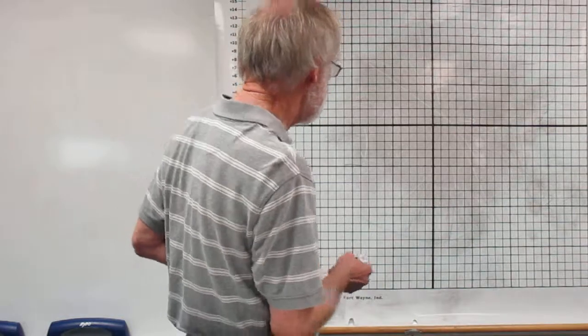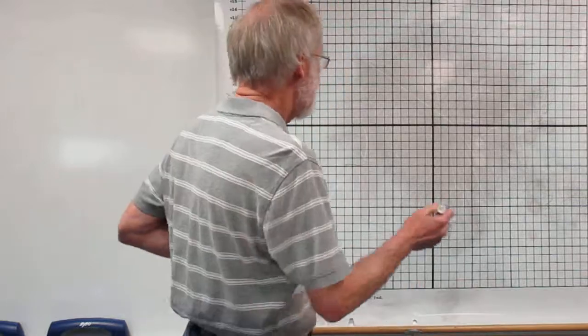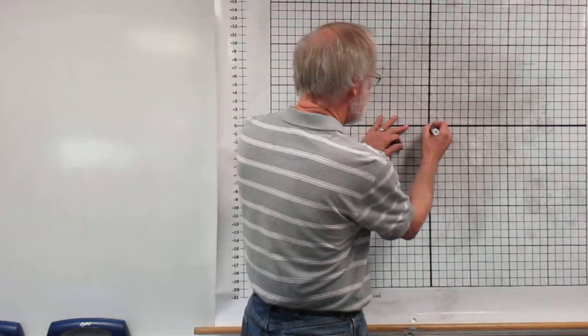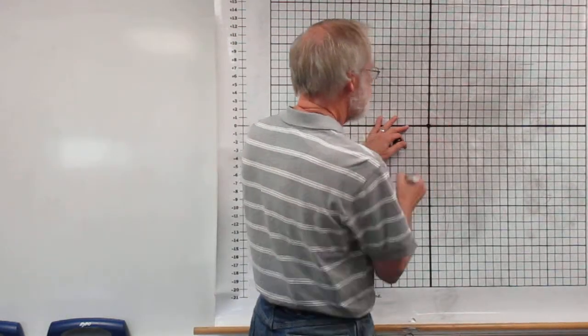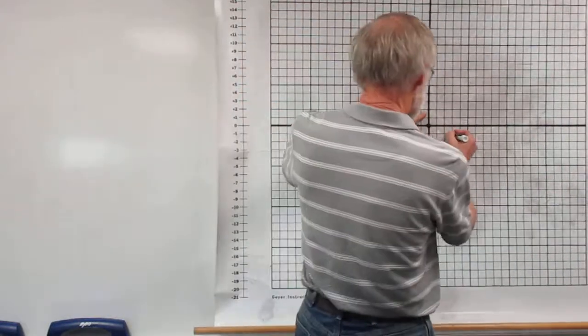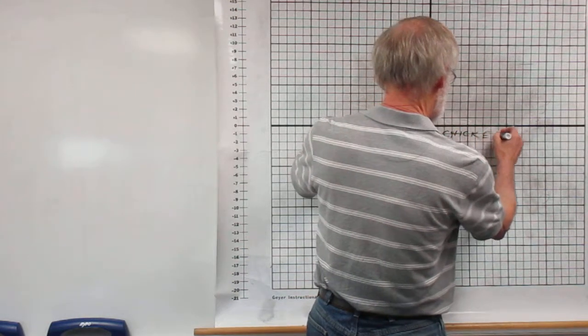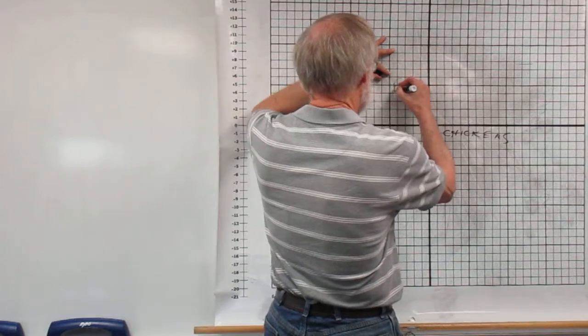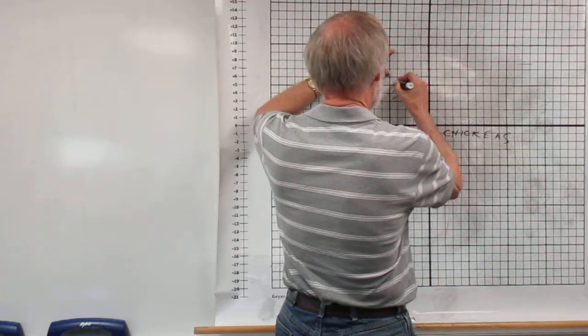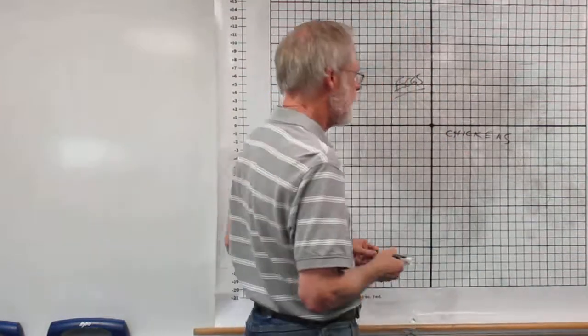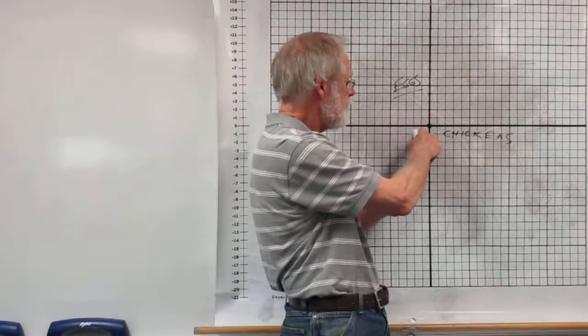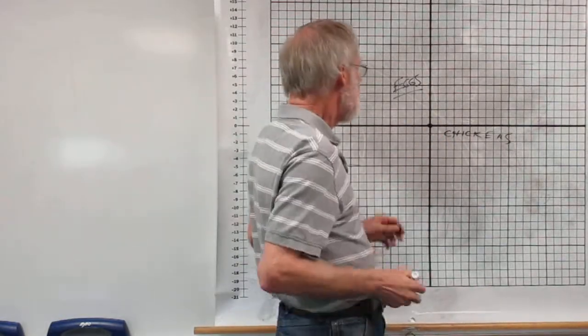Suppose you have some chickens. Well, actually, let's suppose you have no chickens. How many eggs are you going to get from your chickens if you have no chickens? I would say you're going to get no eggs. So let's do it this way. Let's put chickens along this axis and eggs along this axis. All right. If you have no chickens, you have no eggs.